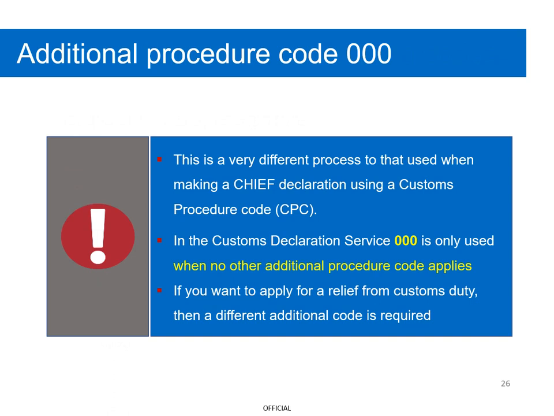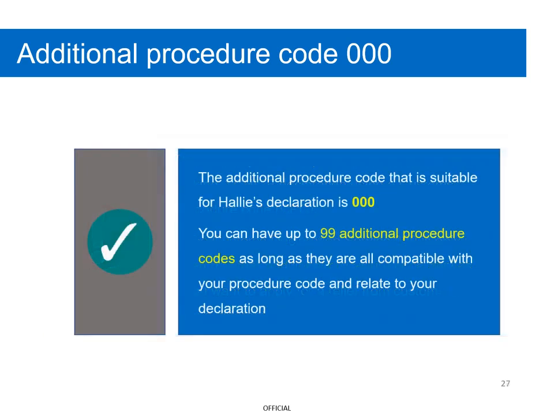Please note that this is a very different process to that used when making a chief declaration using a customs procedure code. In the Customs Declaration Service, 000 is used as a last resort when no other additional procedure code applies. If you want to apply for a relief from customs duty, then a different additional code would have to be declared instead. Therefore, the additional procedure code that is suitable for Hallie's declaration is 000.